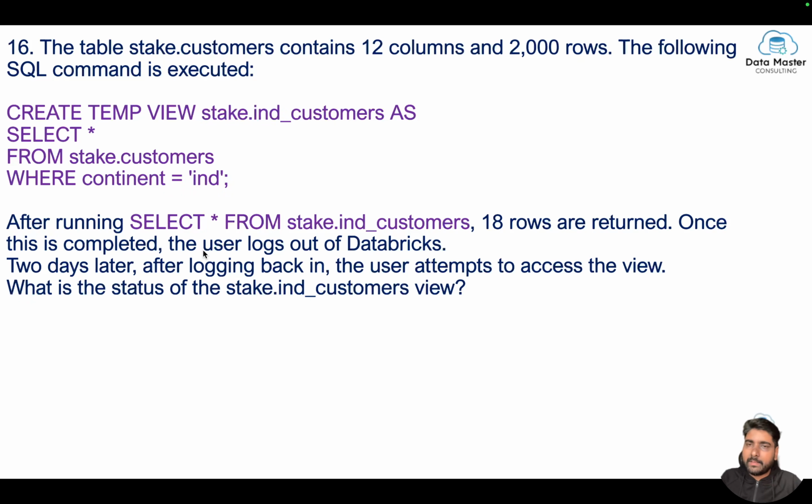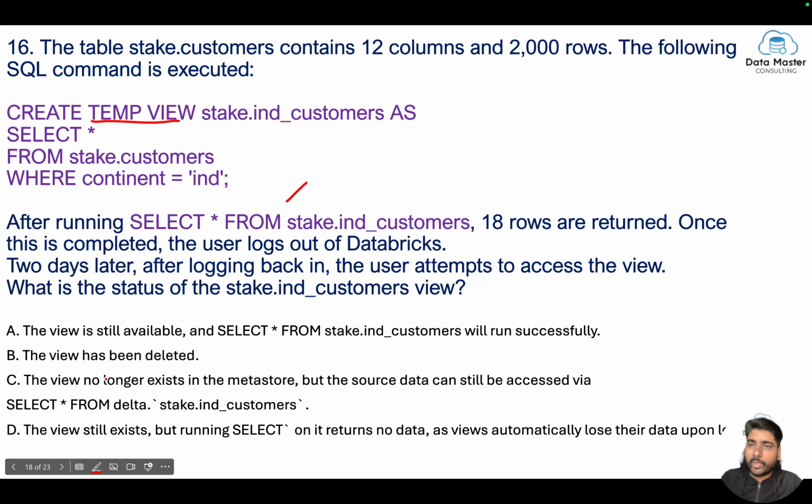After running a select star from the table name, 18 rows are returned. Once this is completed, the user logs out of Databricks, assuming that he terminated all the computes. This was working, absolutely it works. But two days later, after logging back in, you won't be able to access it, because it's a temp view, my dear. It's a temp view. So let us look at the options now.